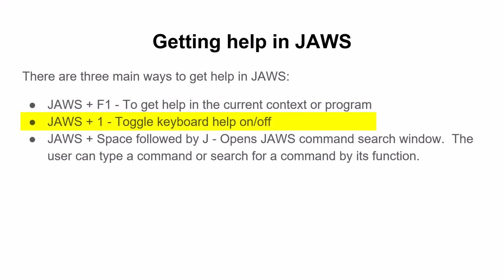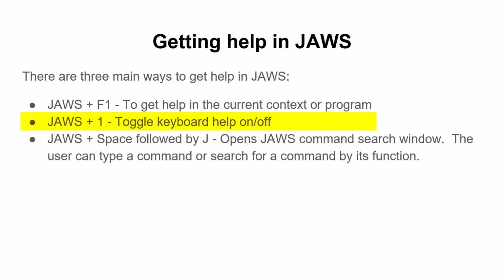The second way is to press JAWS plus the number one on the number row, not in the keypad, because that's a totally different thing. JAWS plus the number one will toggle keyboard help on or off. So what that means is if keyboard help is on, you can press a keyboard command or a series of keys, and JAWS will report what the key is that you pressed or the key combination and what that key combination will do.